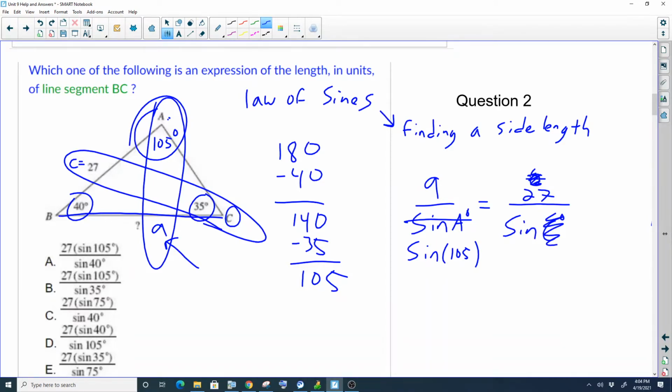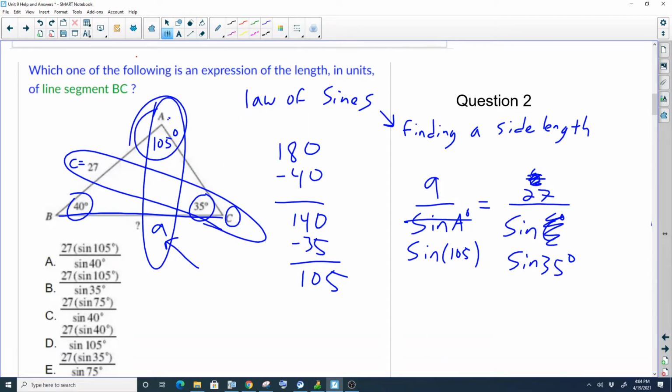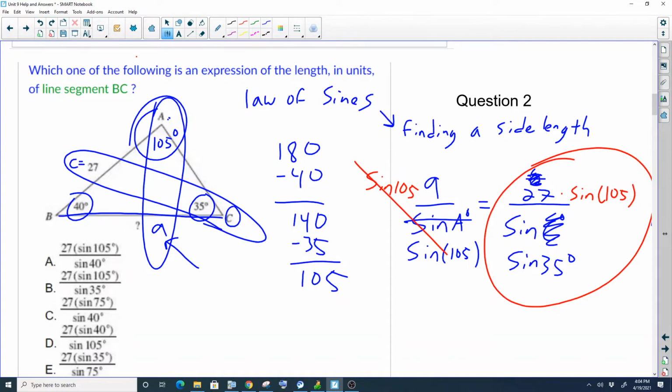So we'll scribble it out, and we'll do sine of 35 degrees. Okay, so now to solve for little a, we just get the sine 105 over to the other side. But how do we get it to the other side? You've got to multiply it to the other side. And if you multiply it on one side, you have to multiply it to the other side. So that's going to be our answer there, 27 sine 105 over sine 35.